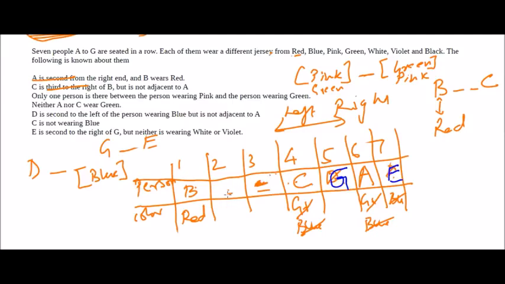D cannot come here because this guy is not blue. So D is here. So this guy is blue. Now you have pink, green, green, pink.